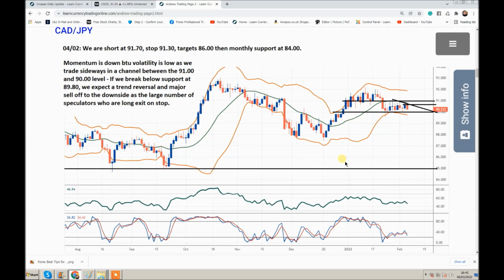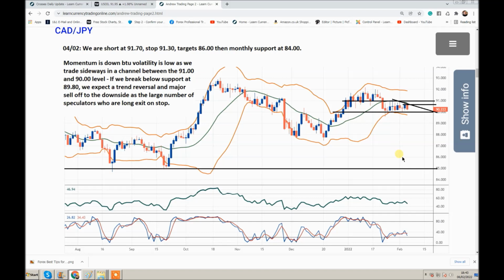Obviously, we view the CAD as overbought. Now, in terms of this pair, we rallied up here. When we poked through 92, we just thought we wouldn't get clear of the round number. Sold at 91.70. We came down, rolled over. And I thought we'd follow through on this candle, but we didn't.